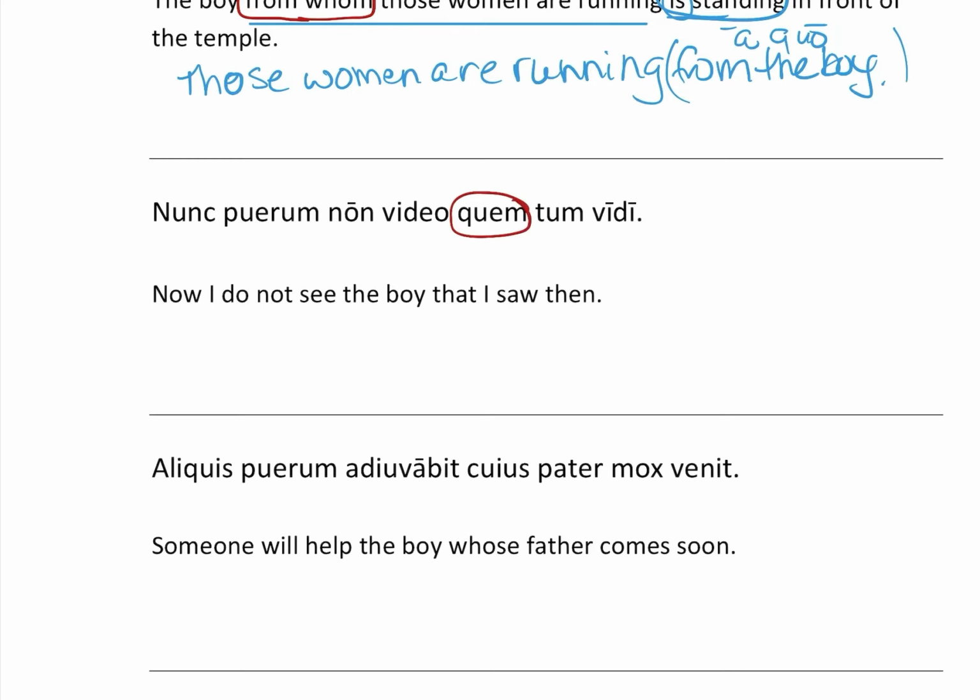Okay, that always starts the phrase. Now I do not see the boy that I saw then. So, relative clause, whole thing, right? Quem tum vidi. What is the antecedent? Who did I see then? Who is it describing? It's describing the boy. So this whole phrase, the boy, what about the boy? It's the boy that I saw then. Okay, so that would make sense.